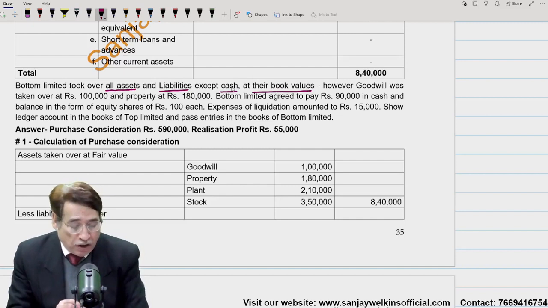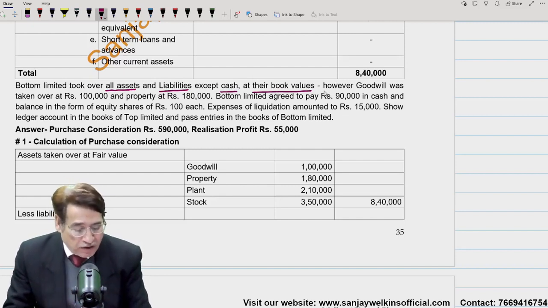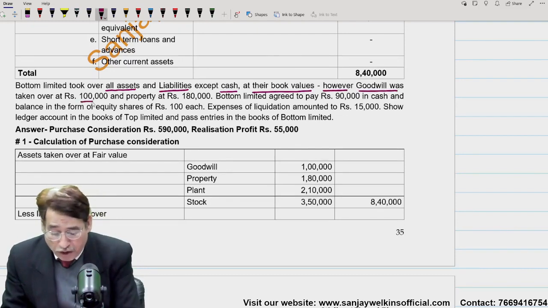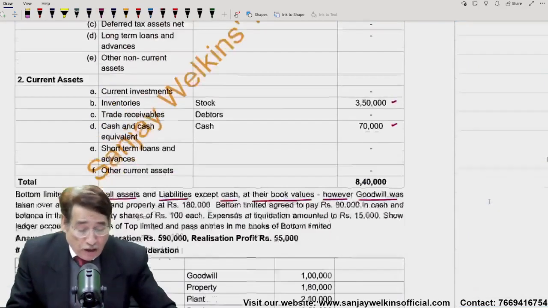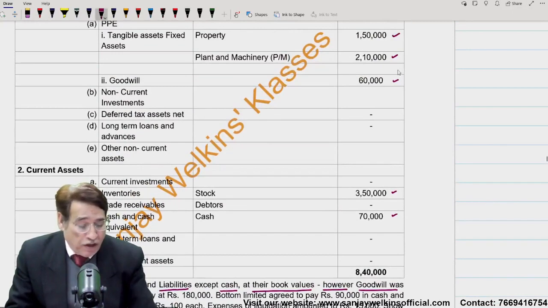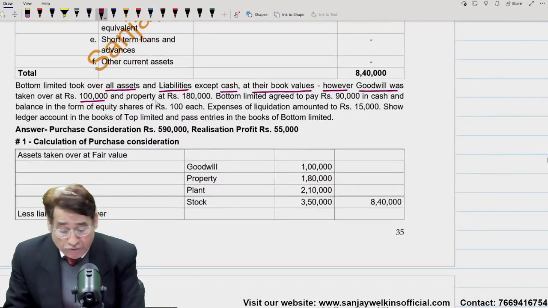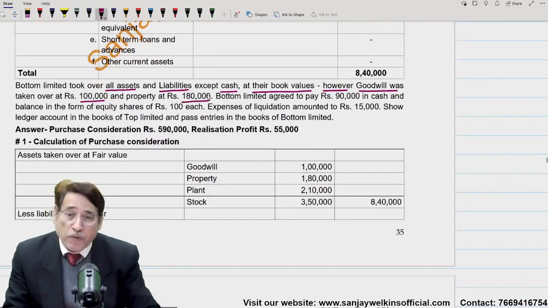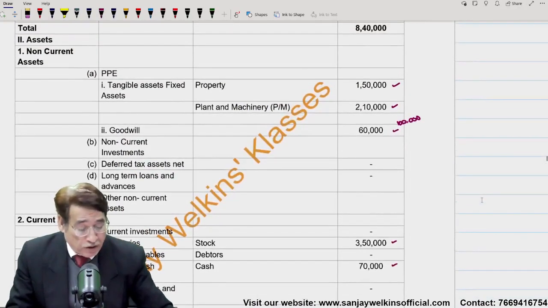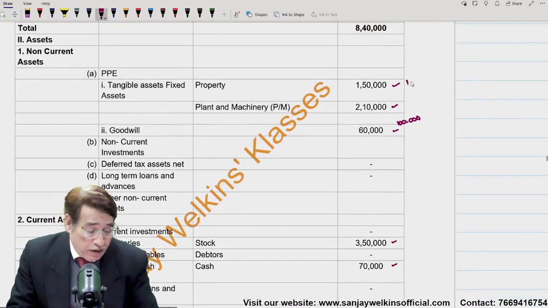However, cash is not taken over. But now the question further says that goodwill was taken over at 1 lakh. So it is given that goodwill which was appearing in the balance sheet has been taken over at 1 lakh. And now the question further says that property also has been taken over at 1,80,000. So the company has taken over all the assets.